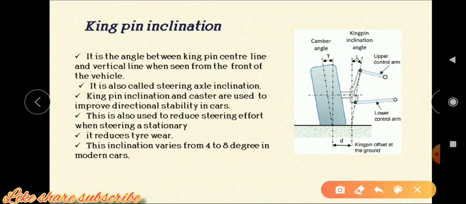In this figure, a kingpin is provided, and from the vertical axis the inclination towards the arm, that is connected with the control arm. The angle in between, lambda, is called the kingpin inclination angle. So both camber angle and caster angle are important for the stability of the vehicle and reduce the effort of the driver.